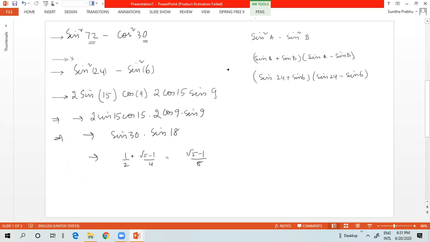So we were supposed to prove that sine square 24 minus sine square 6 is root 5 minus 1 by 8. Correct. This is exercise 2D, 19th sum. I am picking up the little tougher ones from the exercises. Please make a note of this.